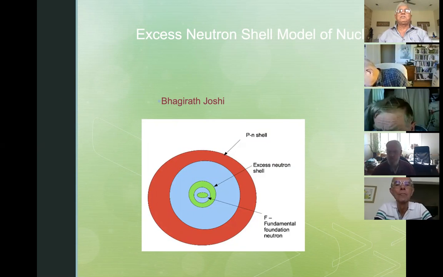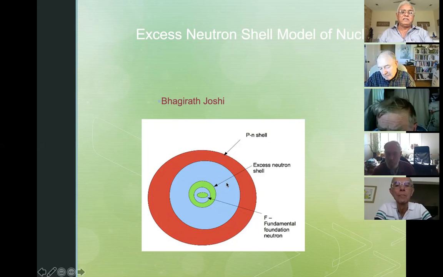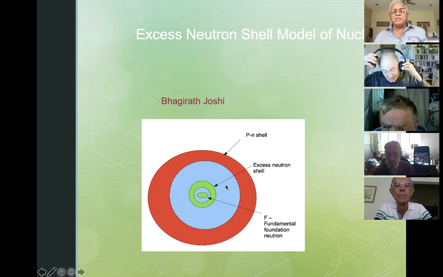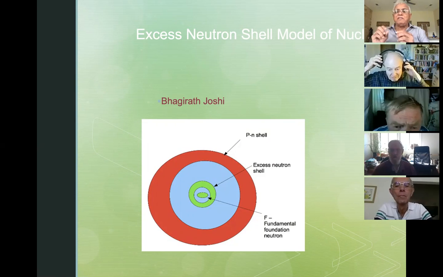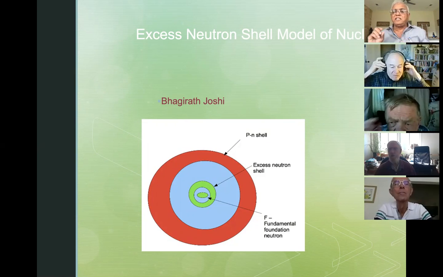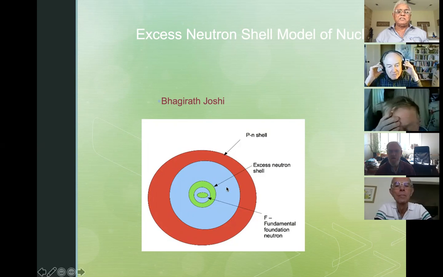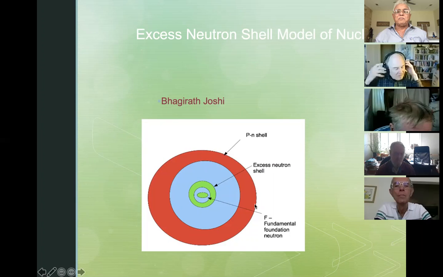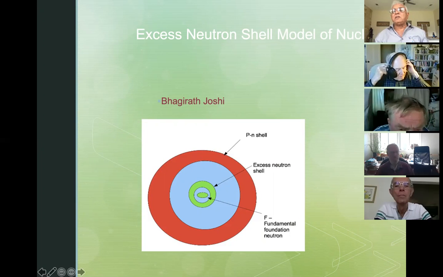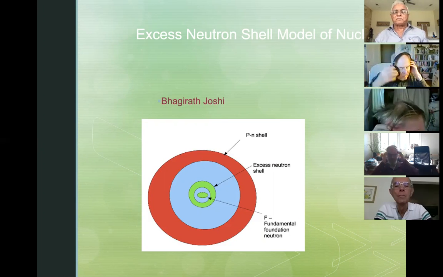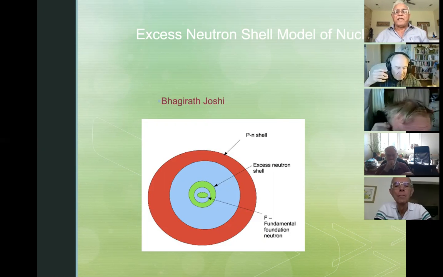Now you see that little picture here. It's an excess neutron shell model of nuclei. This is just to give a picture, like a peach where you have a soft, nutty thing in the center. The blue area is just the empty space, and the red circle that you see is the p-n shell, which is made of protons and neutrons, where p-n, proton and neutron, pair up.